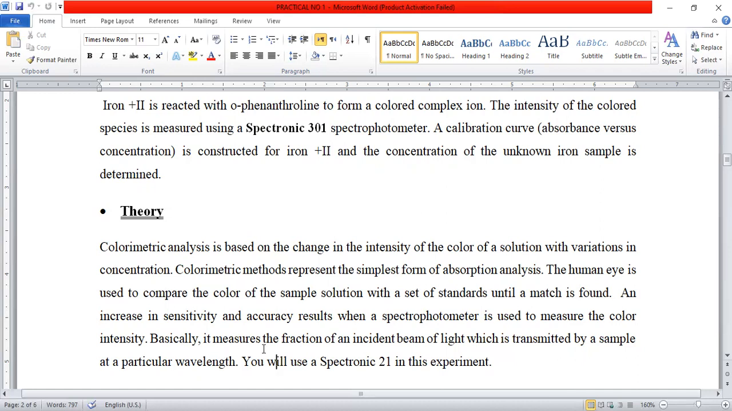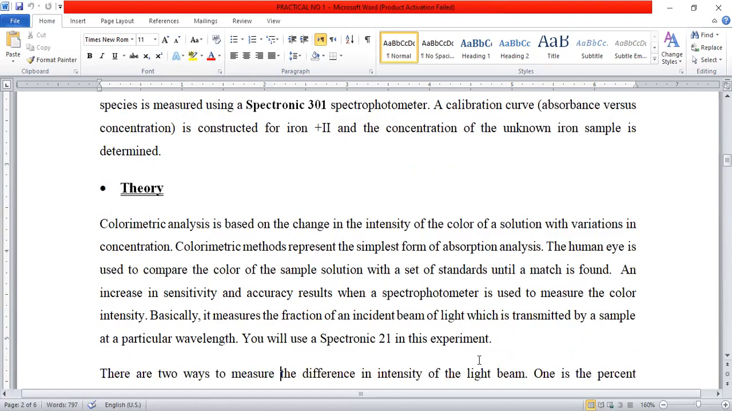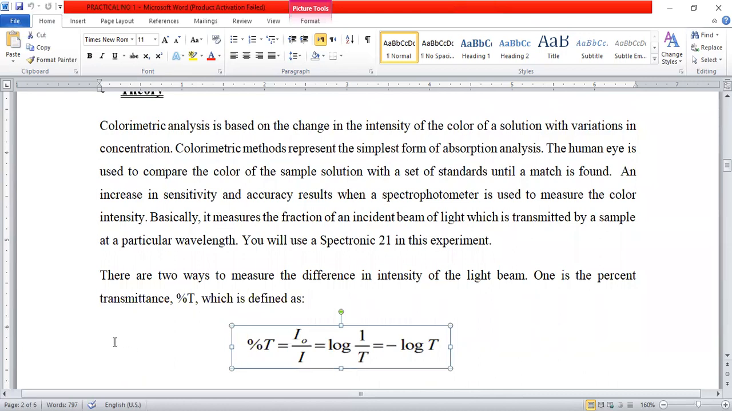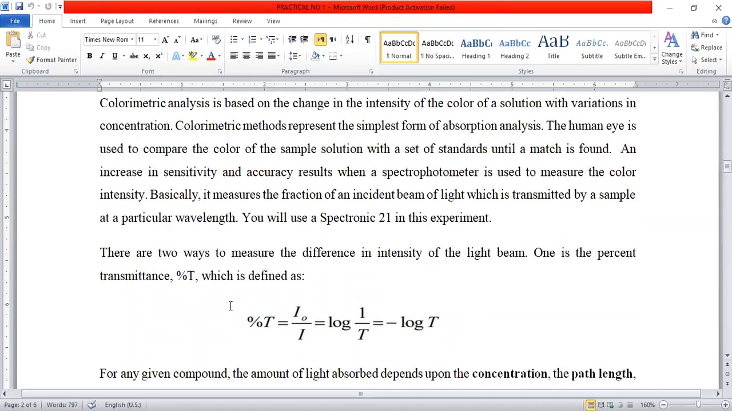Basically, it measures the fraction of an incident beam of light which is transmitted by a sample at particular wavelength. You will see a Spectronic 21 in this experiment. There are two ways to measure the difference in intensity of light. One is the percent transmittance, which is defined as in a formula.